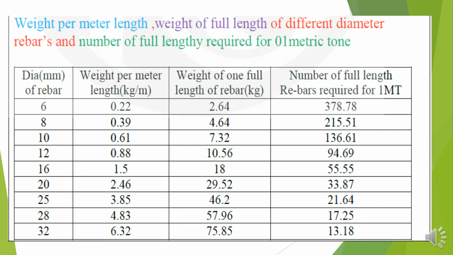Okay. If I consider the weight of one full length of rebar, it will be as follows, and this is the number of full length rebars required per 1 MT. 6 mm will be 378 pieces, 8 mm will be 215 pieces, 10 mm will be 136 pieces, 12 mm will be 94 pieces, 16 mm 55.55, 20 mm will be 33 pieces, 25 will be 22 pieces, 28 will be 17 pieces, and 32 will be 13 pieces. What I consider is a 12 meter full length into weight per meter. Okay.